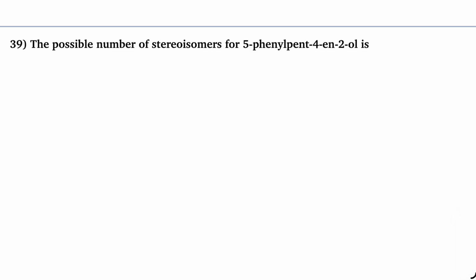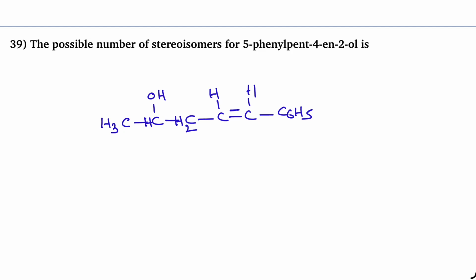The possible number of stereoisomers of 5-phenyl pent-4-en-2-ol. First let us write the structure properly. Pent 1, 2, 3, 4, 5. Pent-4-ene, 2-ol, 5-phenyl. And here this is CH3, CH, CH2, CH, CH. Here there is chiral center, optical center, and here there is a geometrical center.